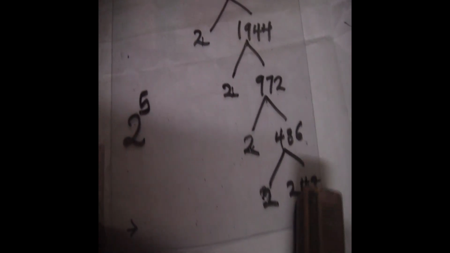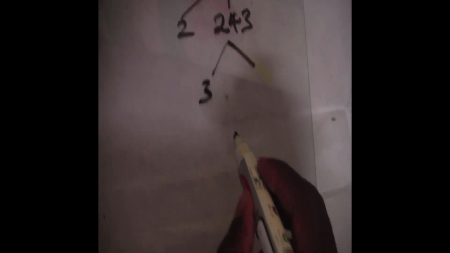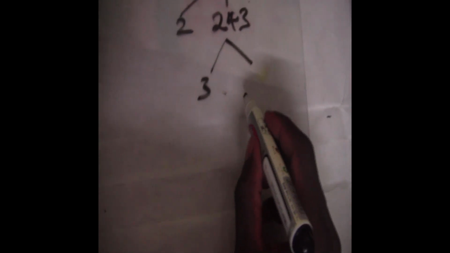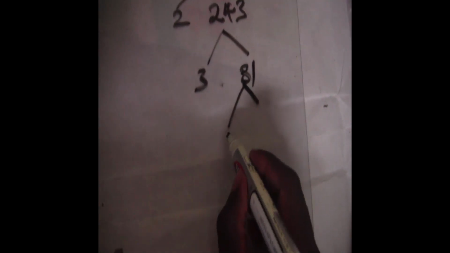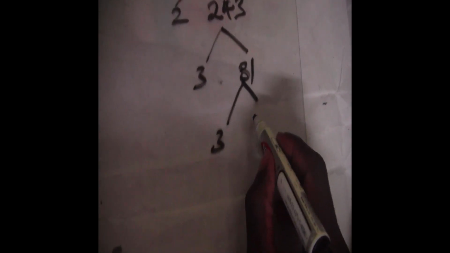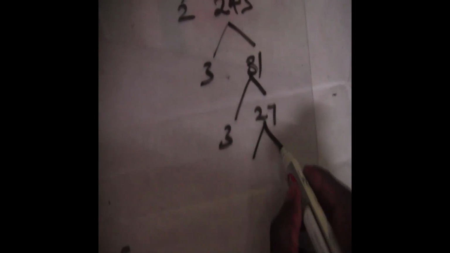And then from 143, you're going to use 3. You're going to go with 3. By 3, 81. By 3, you get 27. By 3, you get 9.